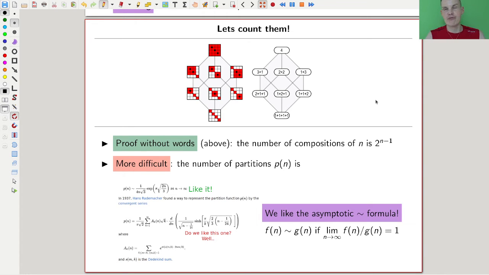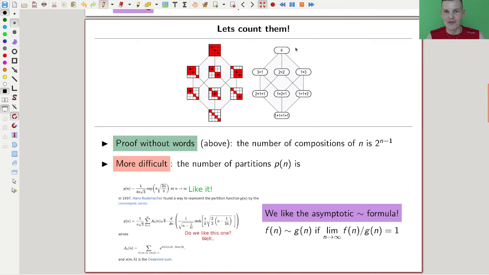Fun fact, here proof without words above. The number of compositions of n is just 2 to the n minus 1. And you just match them with the endpoints of a hypercube, here in this case just a cube. And yeah, I just leave it with that, proof without words. You're supposed to figure out what's going on.